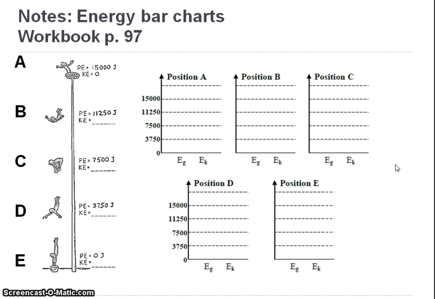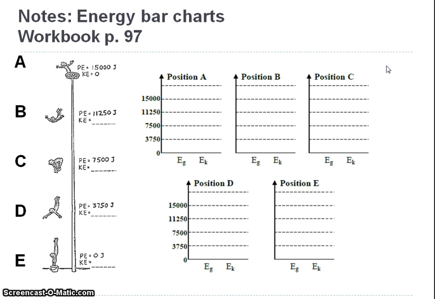Alright, so there's a couple more things for you to try and practice using these energy bar charts. On page 97 there's another example of a person jumping off of this platform. The notation used here is a little bit different. PE is used to mean potential energy or gravitational potential energy, and KE means kinetic energy. So just pause this for a moment and try this out on your own, and then check your answer.